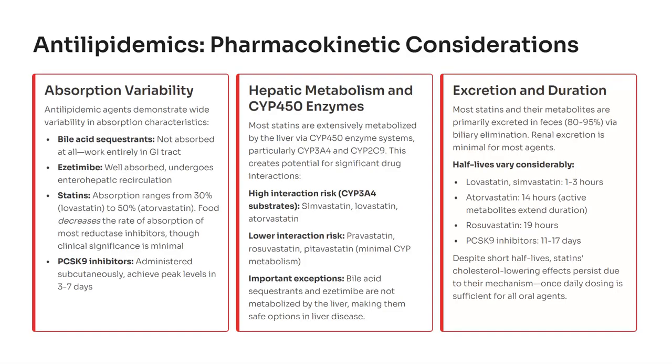So some pharmacokinetic considerations. With bile acid sequestrants, they're not absorbed at all. They work entirely in the GI tract. Ezetimibe is well absorbed. It undergoes enterohepatic recirculation. Statin absorption ranges from 30% to 50%, with atorvastatin at 50. Food decreases the rate of absorption of most reductase inhibitors, though clinical significance is minimal. And then your PCSK9 inhibitors are administered sub-Q, and you'll achieve peak levels for those patients within 3 to 7 days.